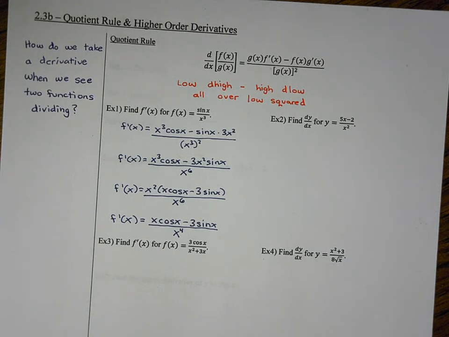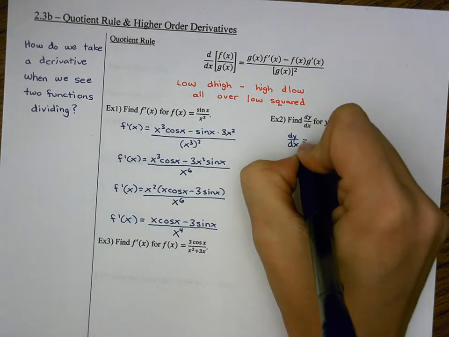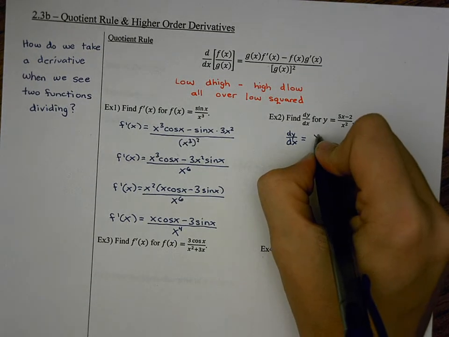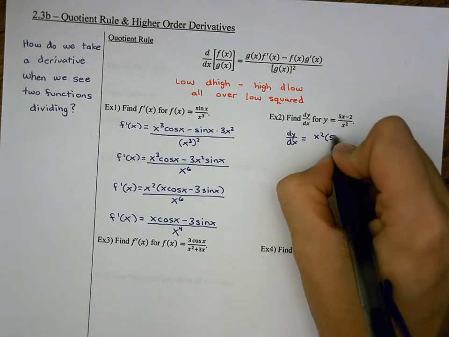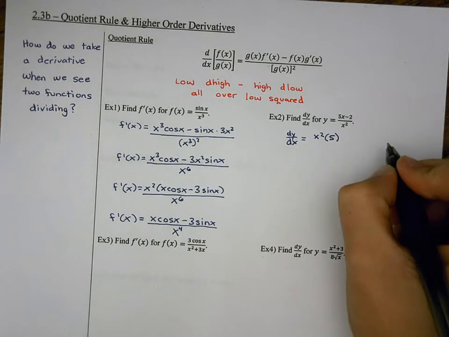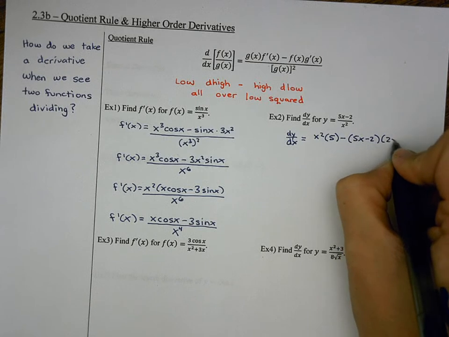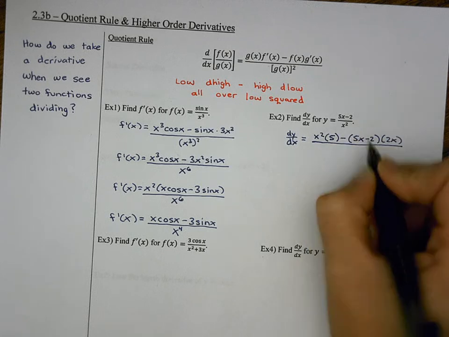Find dy dx for y equals 5x minus 2 over x squared, and we have two functions being divided by each other. So we're doing quotient rule. Low d high minus high d low all over low squared. Okay, so low, x squared. D high, the derivative of 5x is 5. The derivative of 2 is 0. So 5 minus 0 would just be 5. Minus high, 5x minus 2. D low, we've got power rule down there, which makes 2x. All over low squared.